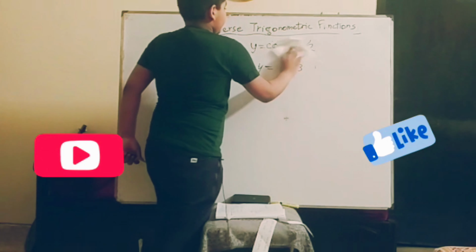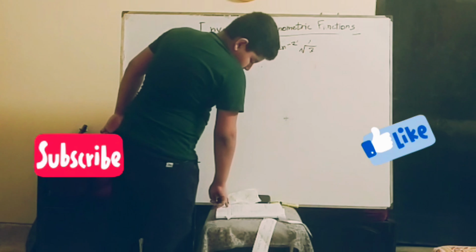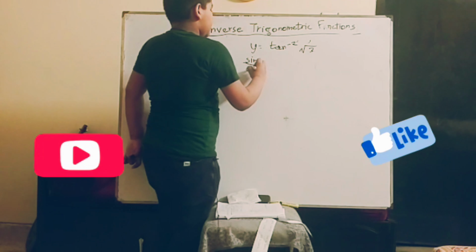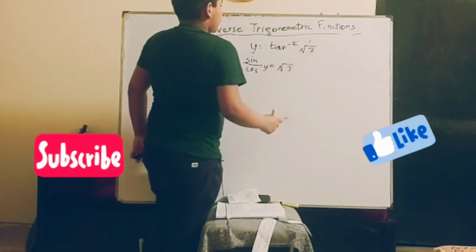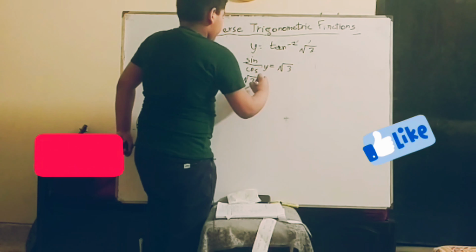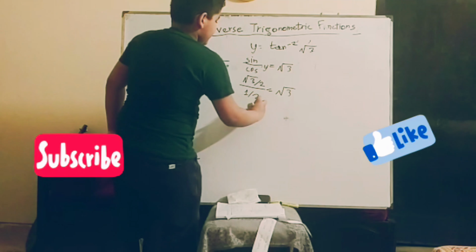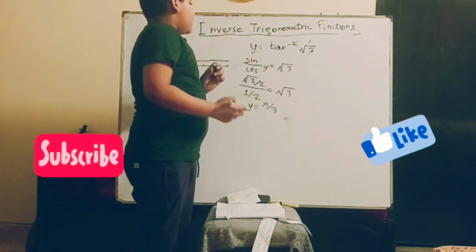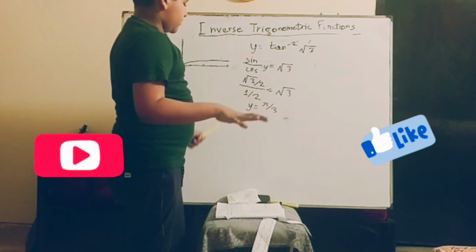A question for tangent: what is the inverse tangent of root 3? This one is a little trickier. We can use sine over cosine equal to root 3, and solve for it. Now root 3 over 2 and 1 over 2 will give us root 3. Doing some math, we can see that the answer would be pi over 3. With that, we've understood almost everything we need to.